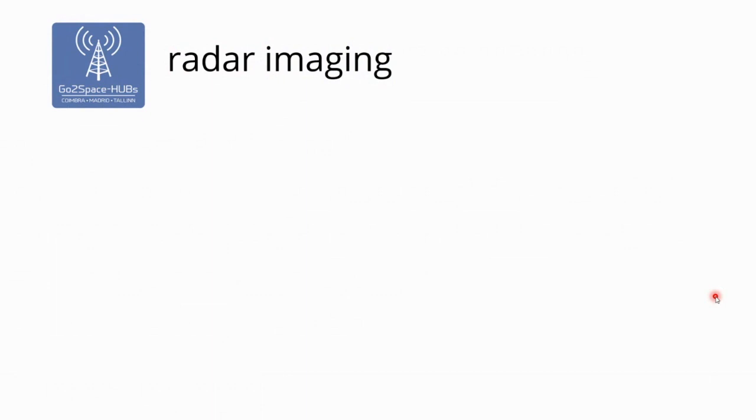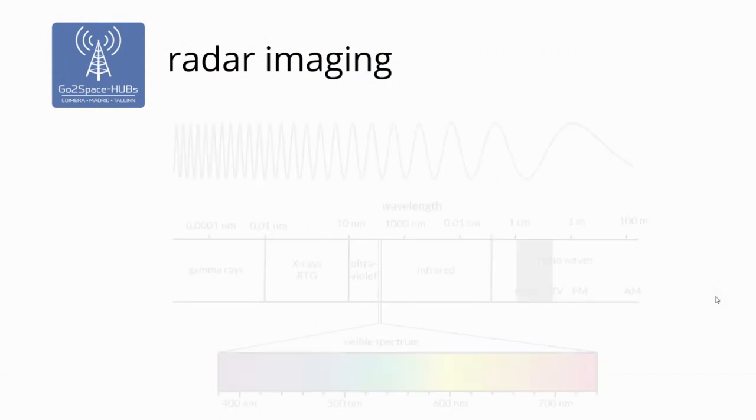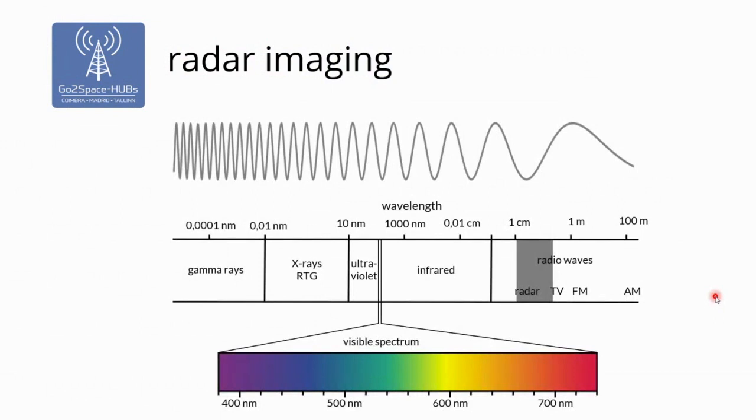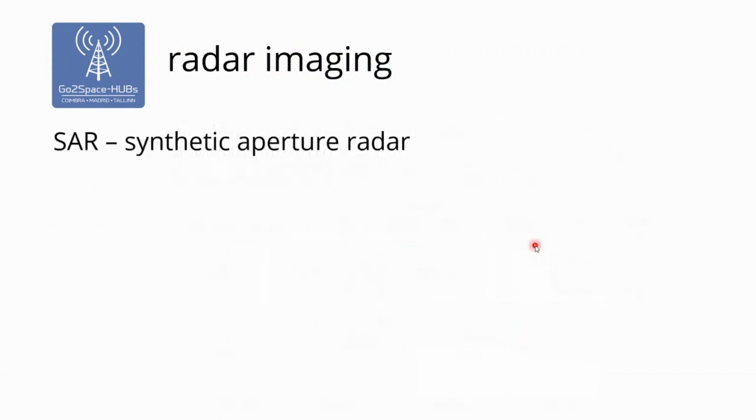Okay, so let's go to another kind of imaging, of remote sensing, radar imaging. So radar remote sensing, that's a completely different part of the spectrum. We had here from 400 nanometers to, I know, 1000 or 2000 nanometers. Here we have centimeters, from like 3 centimeters to 50 centimeters. So completely different wavelength with completely different properties.